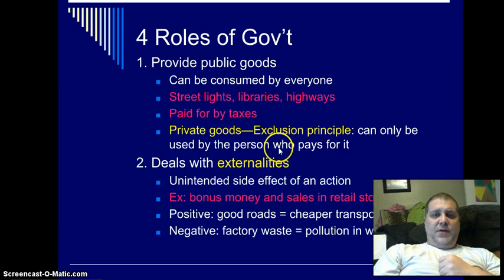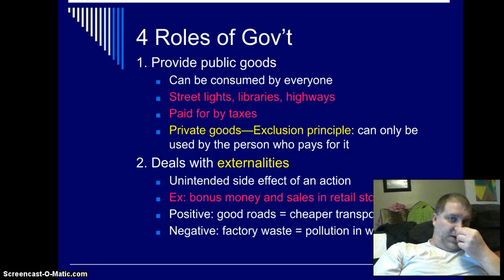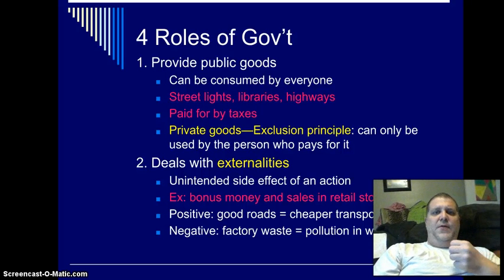And private goods, which is the exclusion principle, can only be used by the person who pays for it. Private goods and public goods are two different things. So your public goods can be consumed by everyone, and your private goods can only be consumed by the person who pays for it. So you do start to see your difference there in your types of goods.